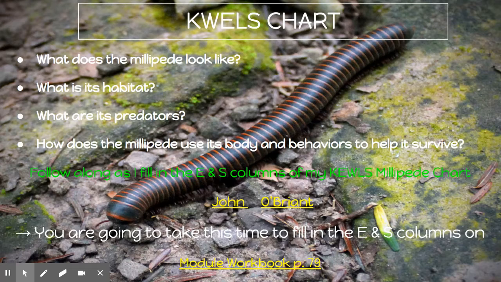All right, the first thing we're going to do is think about these questions. These are the ones we're going to be researching, but before we can research, we need to brainstorm what we already know. So if you could please think about the question, what does the millipede look like? What is its habitat? What are its predators? And how does the millipede use its body and behaviors to help it survive?